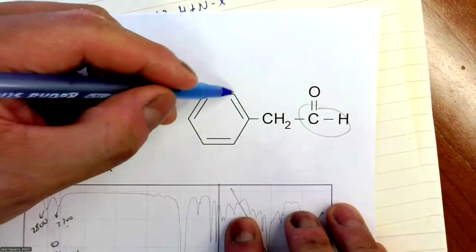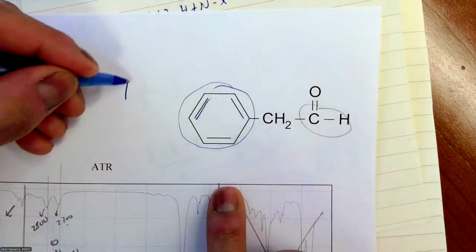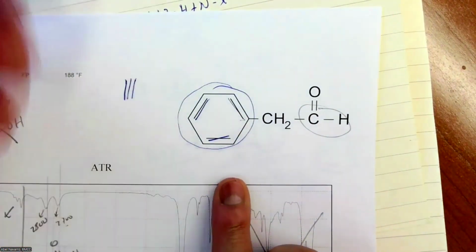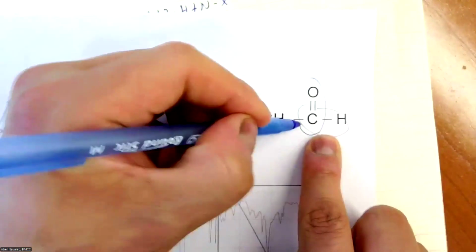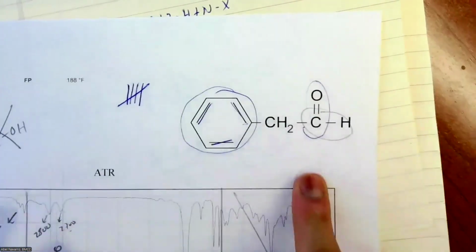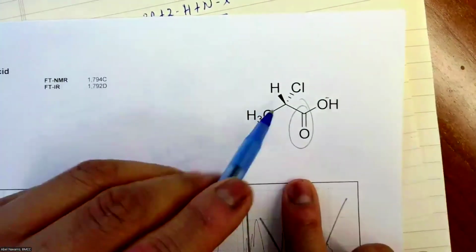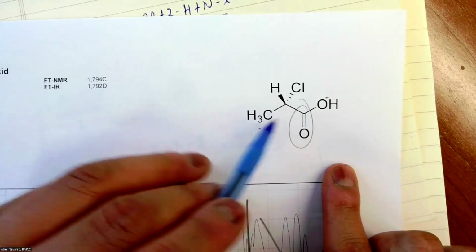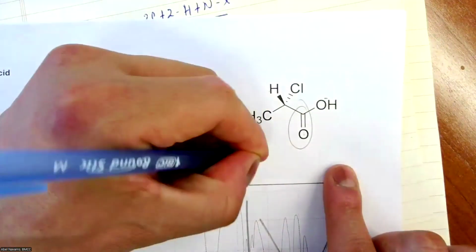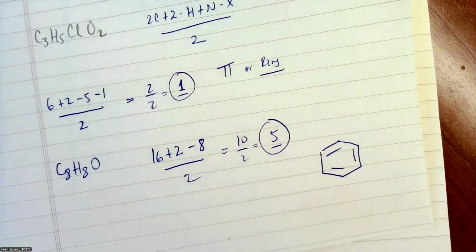How many DUs here? The ring is 1. This double bond, another one. This double bond, another one. This double bond, another one. This C double O, another one. 5 DUs. Okay? What about this one? How many DUs? How many pi bonds or rings? No ring, no double bond. Here, one double bond, 1 DU. Okay? Let me see another one.